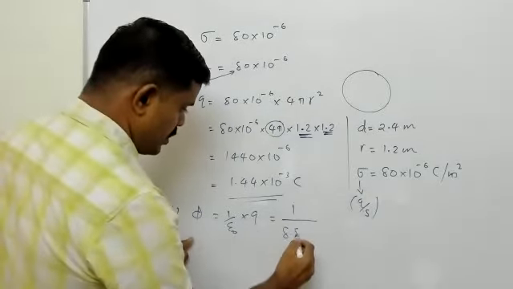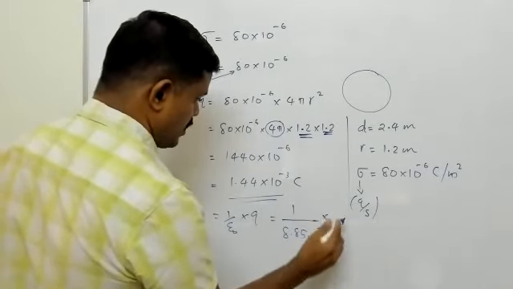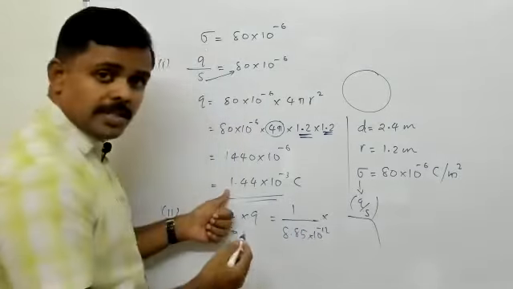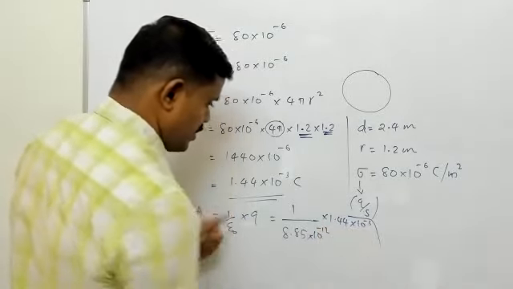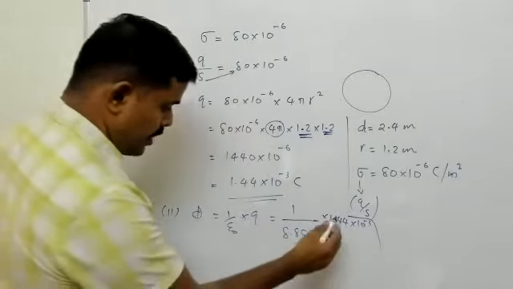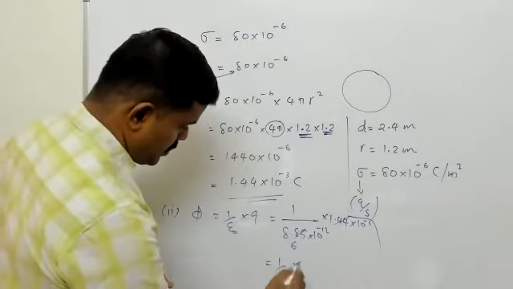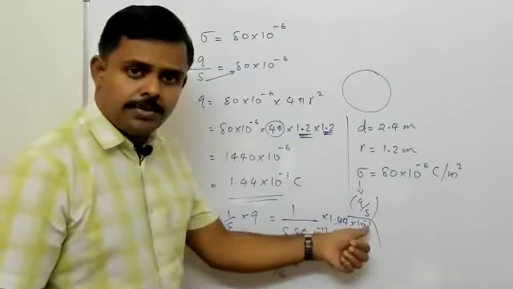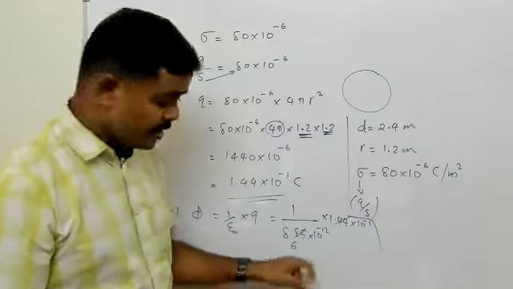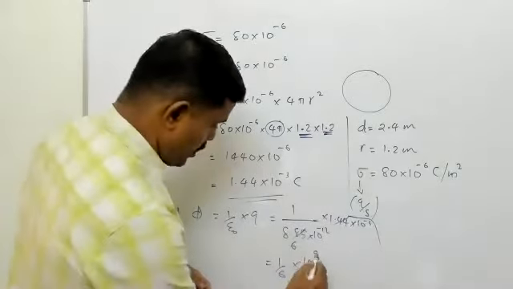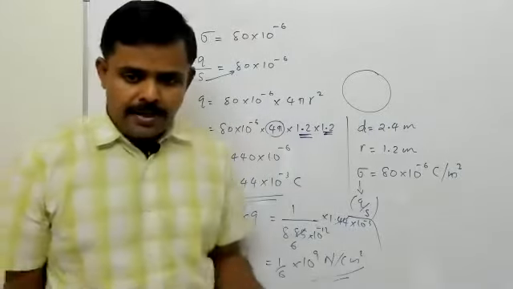Epsilon 0 is how much? 8.85 into 10 power minus 12 into Q. Q is there in the question: 1.44 into 10 power minus 3. So if you cut 1.44 and 8.85, roughly 6. So 1 by 6 into 10 power minus 3 on numerator, 10 power minus 12 on denominator, 10 power minus 9 on denominator, that will go to numerator, 10 power 9 Newton per Coulomb into meter square. That will be the final answer.